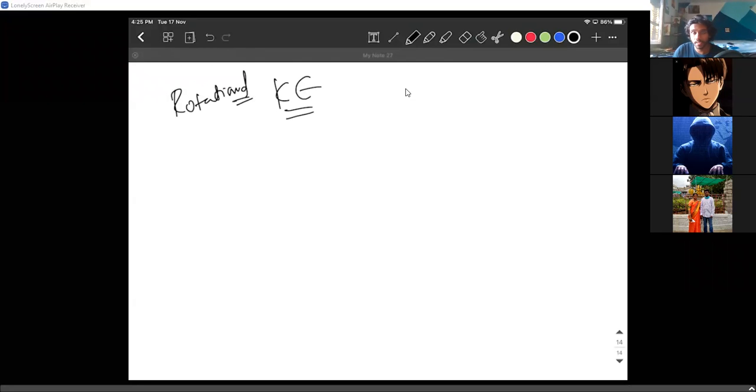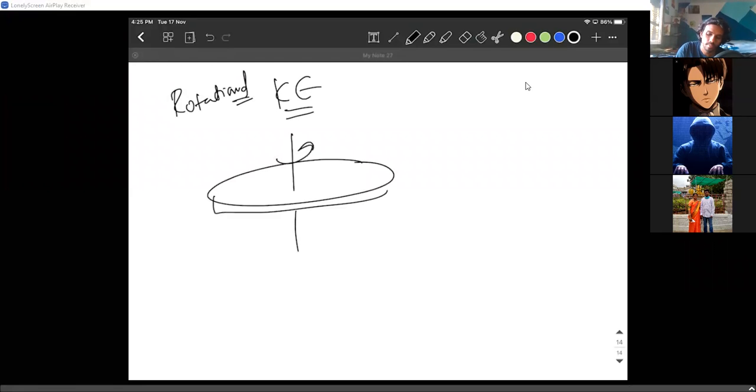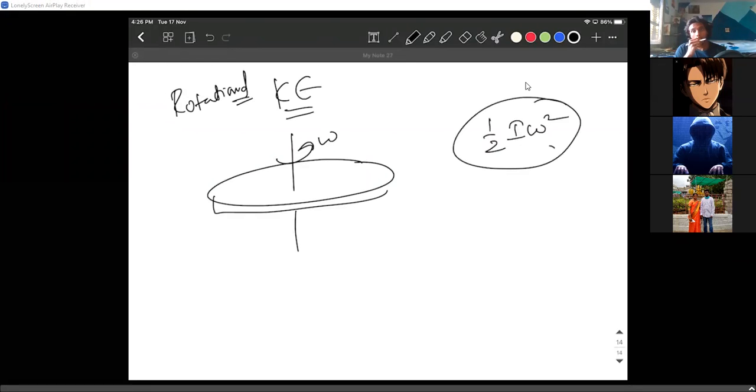We've already defined this. We've already defined the rotational kinetic energy of any body which is rotating. It can be written as half I omega square. Could you show the radius of gyration of a sphere and disk, sir?